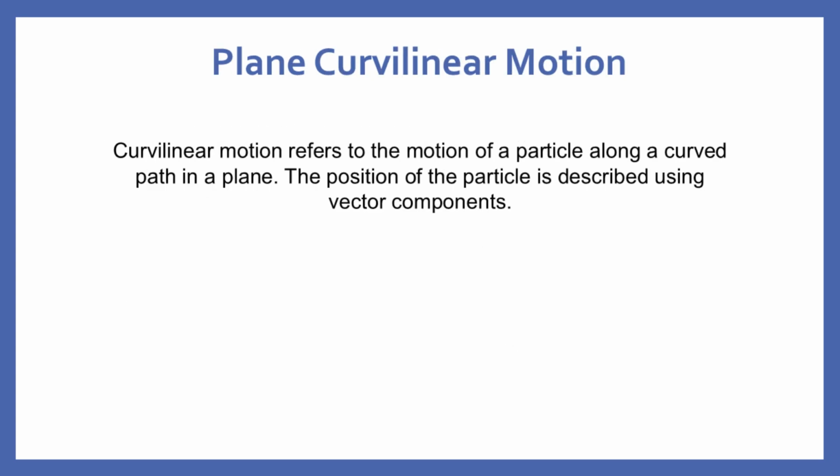Let's step up our motion game. Plane curvilinear motion is motion along a curved path in a two-dimensional plane. Think of a roller coaster, a ball's arc in the air, or a planet orbiting the sun. Unlike our straight-line motion, here we need vector components to describe the movement. We're not just looking at how fast something moves, but how its path curves and changes. This is where motion becomes truly fascinating, no longer constrained to a simple line, but dancing across a plane.